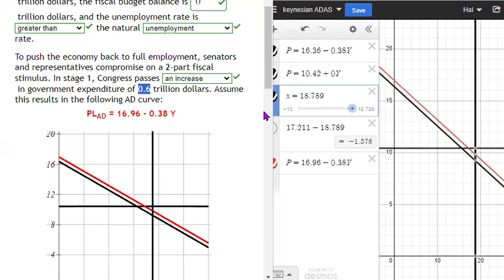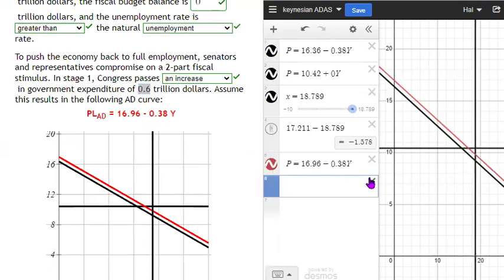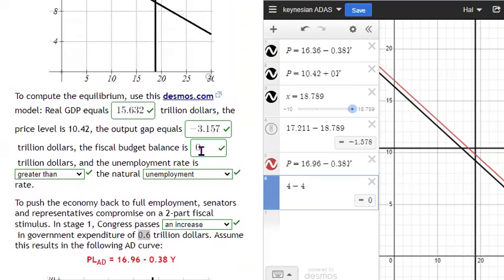Government expenditures increased by 0.6. So suppose, for example, that government spending was 4 trillion and taxes were 4 trillion. This is our tax revenue and this is our government expenditures, right? The fiscal budget is balanced, which is why we have a fiscal budget balance of $0 here, right?